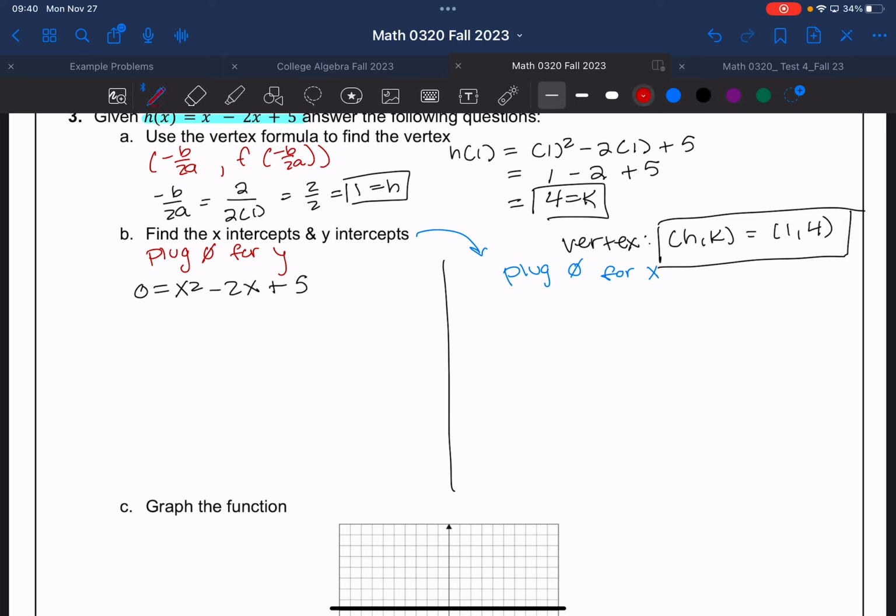That means we try the AC method, so we do a times c, which is 5. Our b value is negative 2. Can we find two numbers that multiply to 5 but add to negative 2? Yes or no?